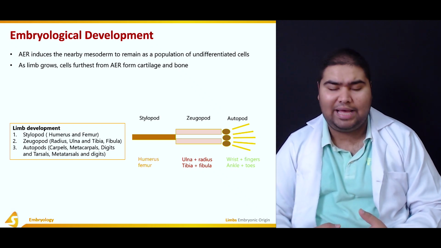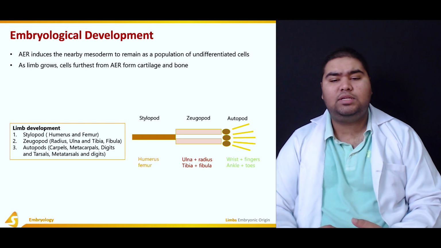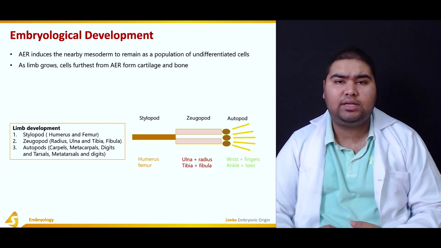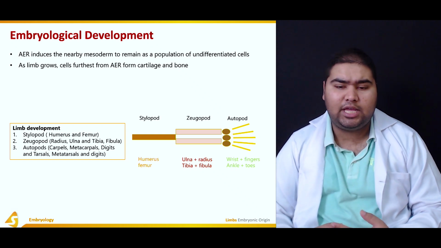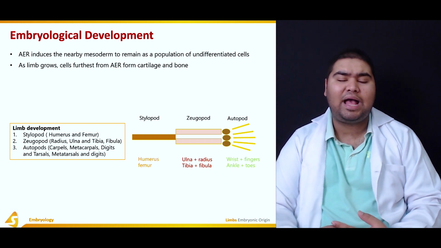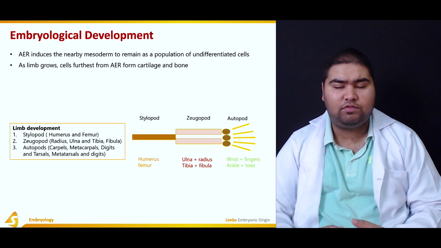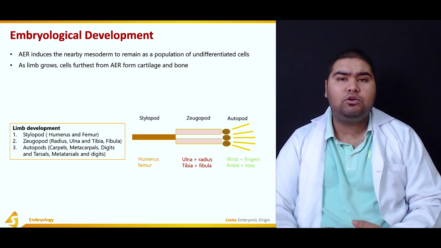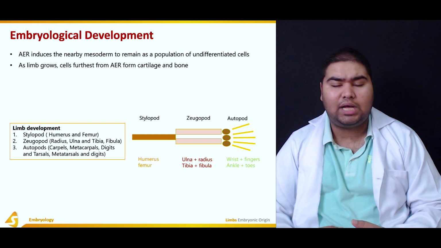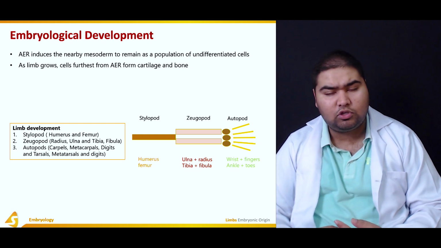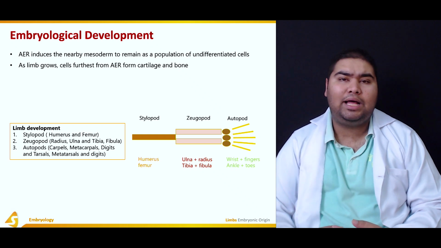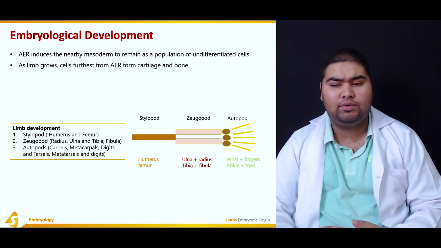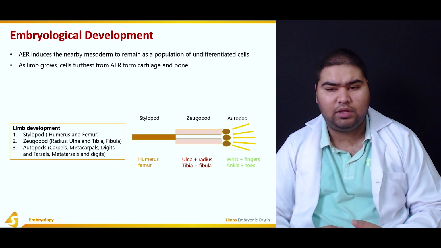So the stylopod consists of the major central bone, which is the humerus in the case of the upper limb, and the femur in the case of the lower limb. The zeugopod includes the ulna and radius, the bones of the forearm in the upper limb, and the bones of the lower leg, which are the tibia and the fibula.